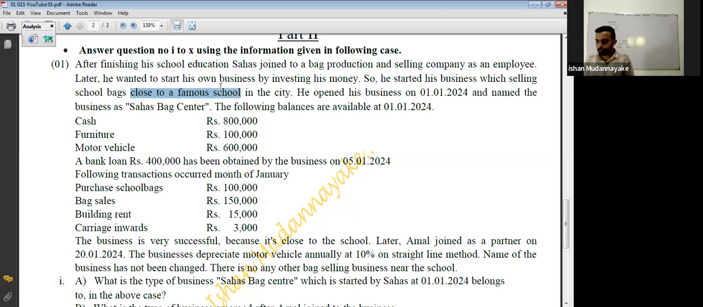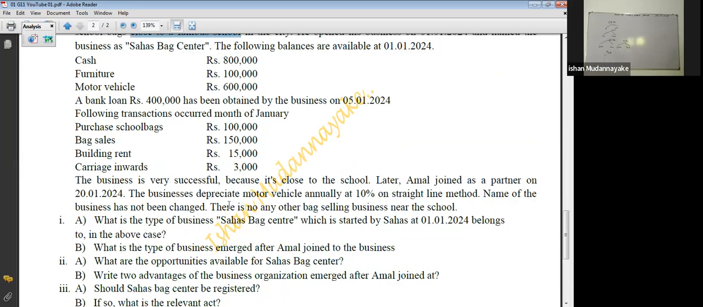These are opportunities coming from the external environment. The business is located close to a famous school, which is a good opportunity. And here you can see another opportunity: there is no other bag selling business near the school. Here you need to write down some of the opportunities available for the business.